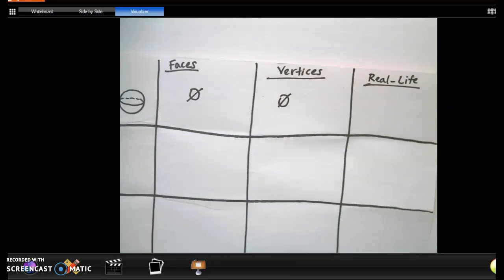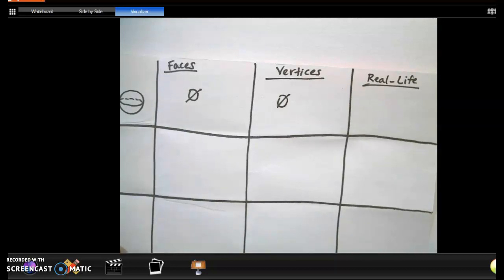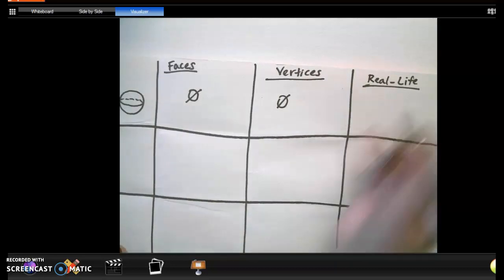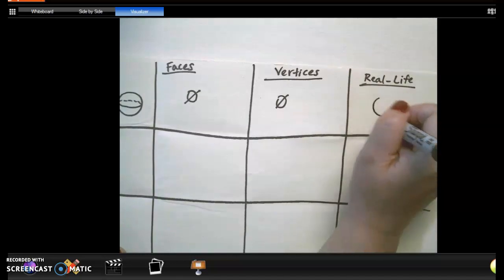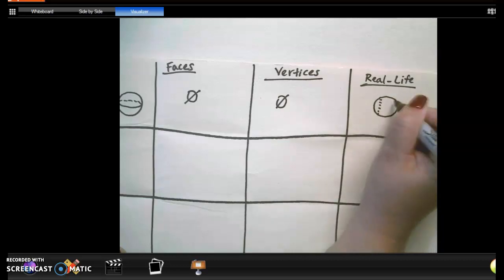Okay, so now we're going to do real life objects that look like a sphere. And like I showed you right now, the sphere kind of looks like a ball, right? So I'm going to draw a baseball. So that's a baseball. And it looks like a sphere.